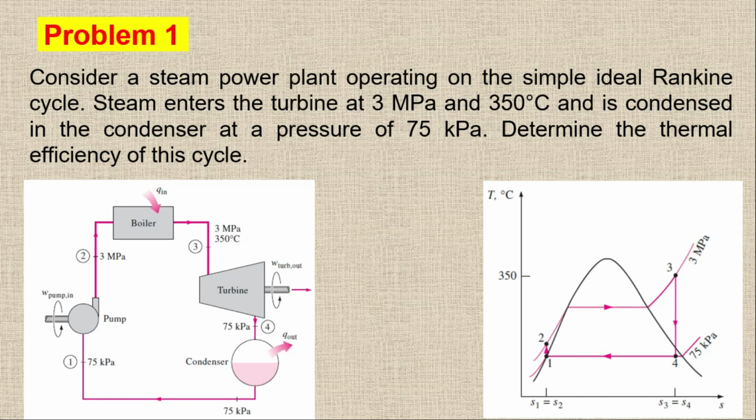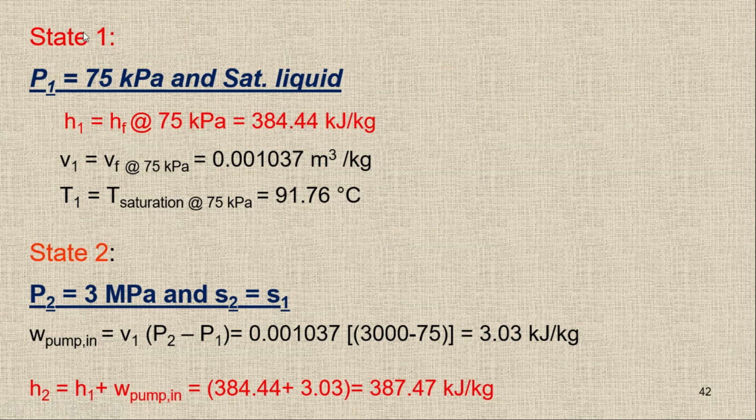So here we have point number 1, which is at 75 kilopascal, and we have the saturated liquid. So this is state number 1, 75 kilopascal and saturated liquid. So H1 will be the hf at the given pressure. So we have the value of 384.44 kilojoule per kilogram. Same way we can find v1 as well. So v1 is vf, and we have the value of v1 here. We can check the saturation temperature as well at 75 kilopascal, or the temperature at the inlet of the pump. At state number 2, we know that we have the pressure of 3 megapascal, and also we know it's an isentropic compression in the pump.